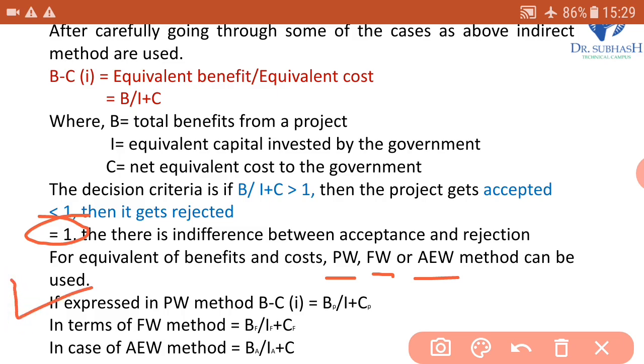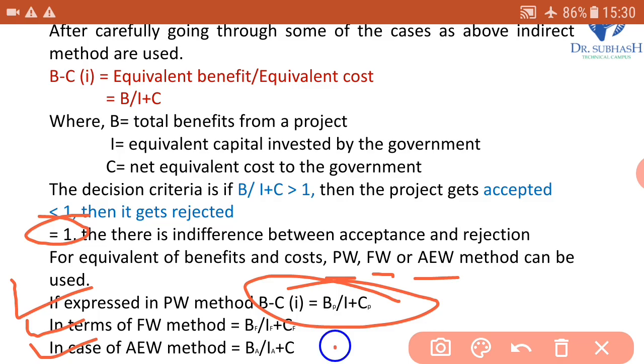If expressed in the PW method, then benefit cost is equal to BP upon I plus CP. In terms of the FW method, it is equal to BF upon IF plus CF. And in case of the annual equivalent worth method, it is equal to BA upon IA plus C. So for different methods, the notations will be different.